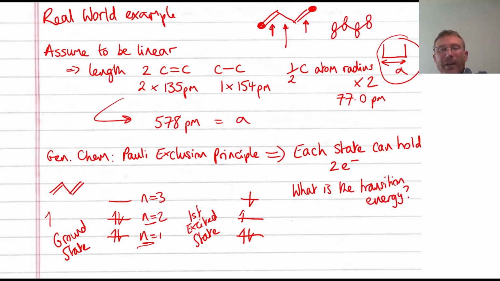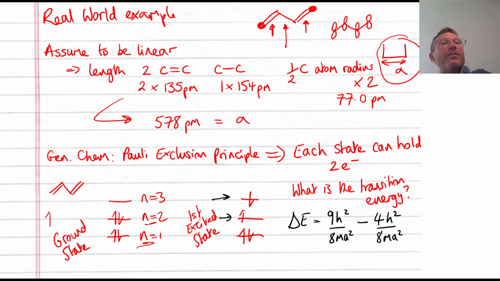Let's change color here. Okay, so delta E, looking at the previous graphs, we're going from n equals 3, so that's 9h squared over 8ma squared, minus, since we're going from n equals 3 up here to n equals 2 down here, 4h squared over 8ma squared. And of course, 9 minus 4 is 5. So the answer is 5h squared over 8ma squared.